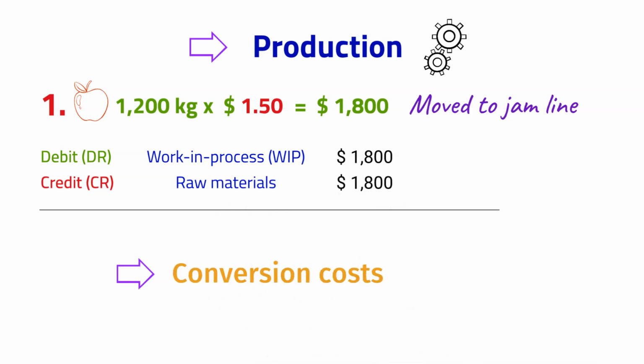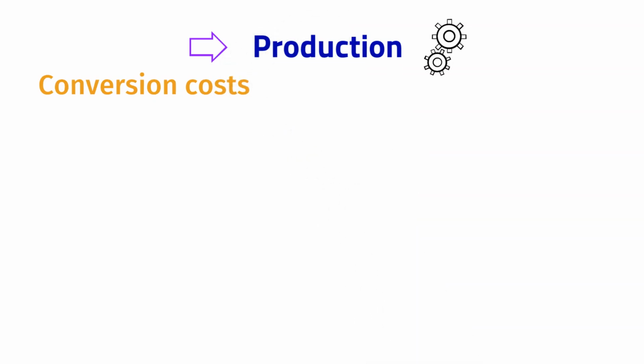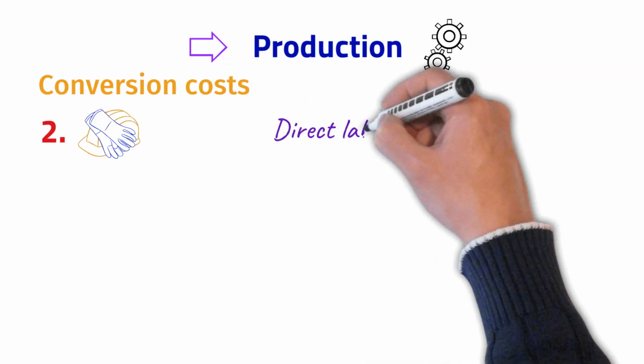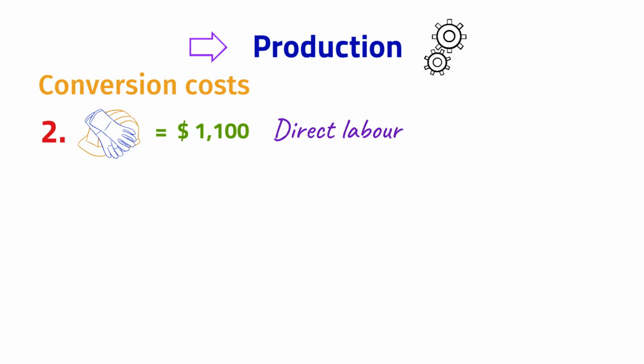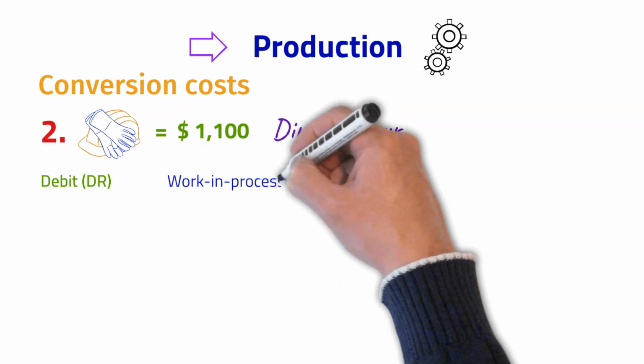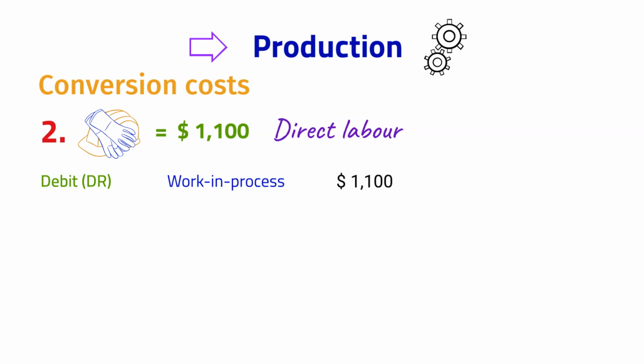Now time to add conversion costs. Direct labor is the wages of the jam team. Factory overhead is the fair share of production costs like power and factory rent. And the journal entries will be: debit work in process 1100, we add salaries of the workers. Credit wages payable 1100. Let's assume here we will pay them later in the end of the month, but the cost is already incurred as they perform their work.